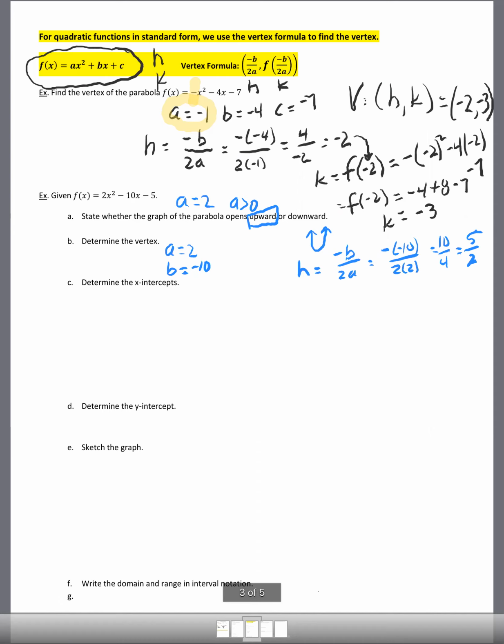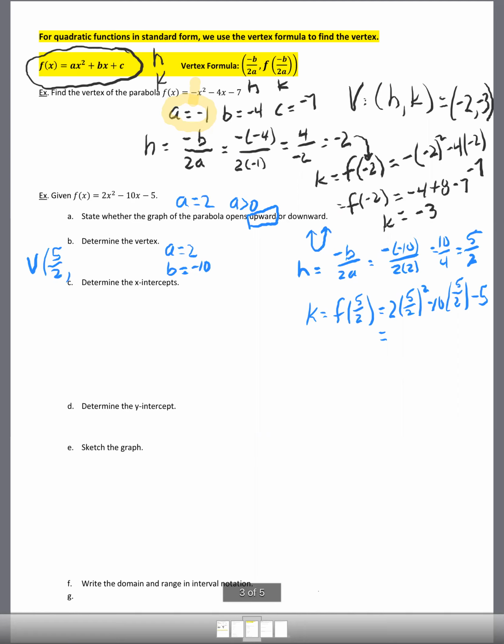So what I know about my vertex already then is that it's going to happen when x is 5 over 2. And now for the k value, I'm going to go back to my function. I'm going to load in the fraction 5/2 everywhere x is. And now do the calculation. So this would be one of those that would be really good to use a calculator on. And so if you go and type that into your calculator, that's what I'm going to do too.